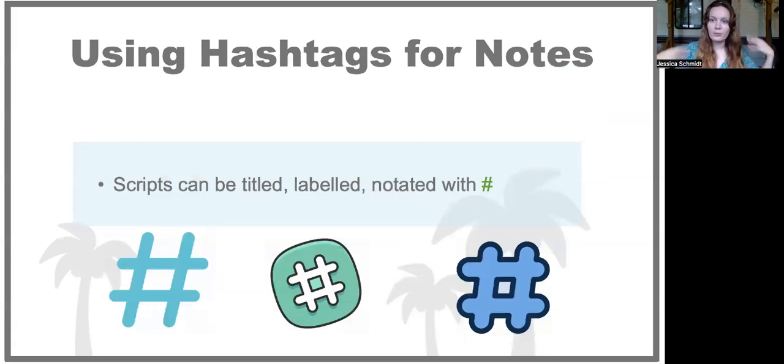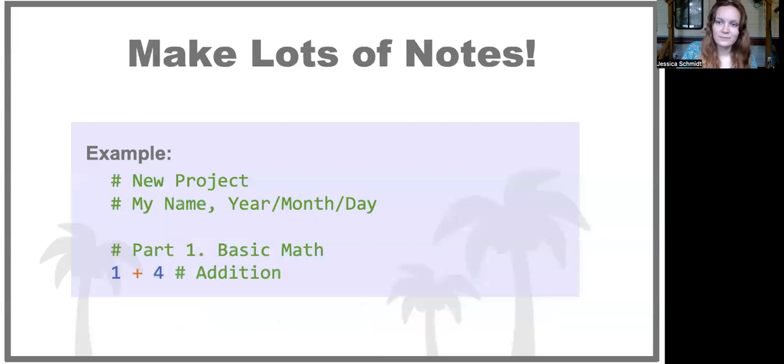Okay, so now that we have a script open, let's try writing in our script. Any of your own notes can be made in R with hashtags. Anything written with a hashtag will be ignored when running code, which is very nice. Here is an example. You should use this all the time. Hashtag new project, there's a title. I'm putting in my name, year, month, day, and then I'm putting little titles for each section.